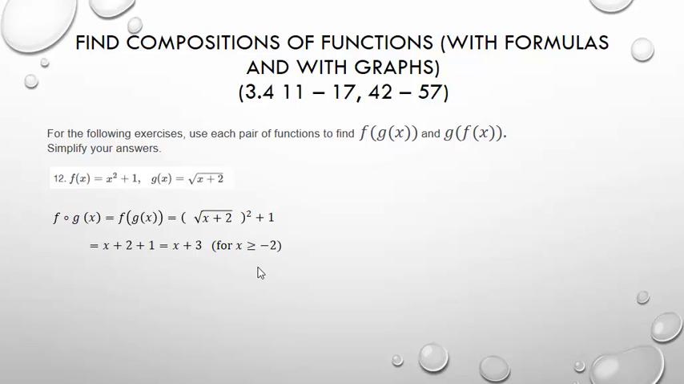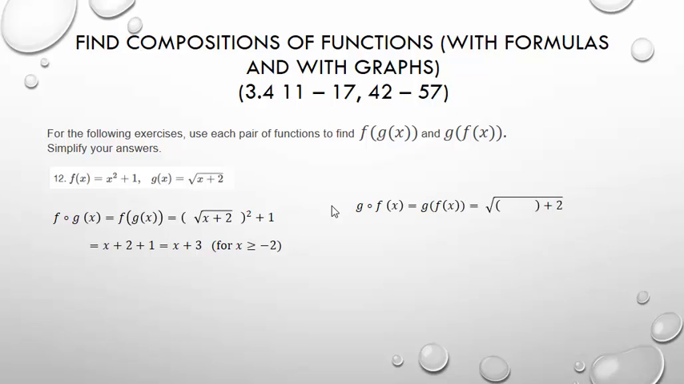I made a little note there. Technically, when we do the composition, the domain, we would have to have x plus 2 greater than or equal to 0, or x greater than or equal to negative 2. So we can cancel and say it's x plus 3, but really it only is for x greater than or equal to negative 2. Otherwise, the square root part would give us imaginary numbers.